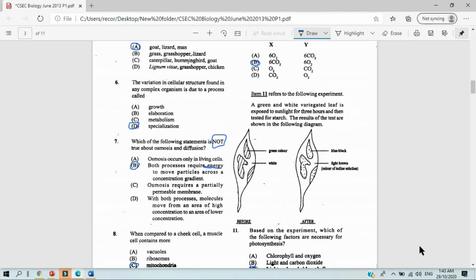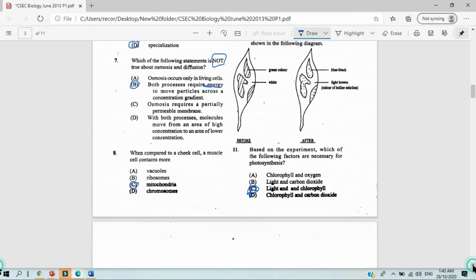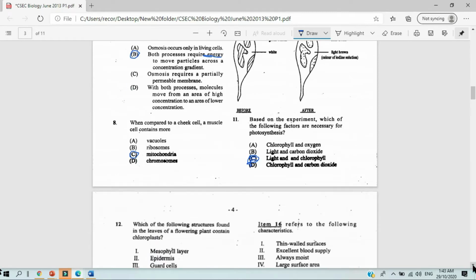Let's move right along to question number 8. Question number 8. When compared to a cheek cell, a muscle cell contains what?